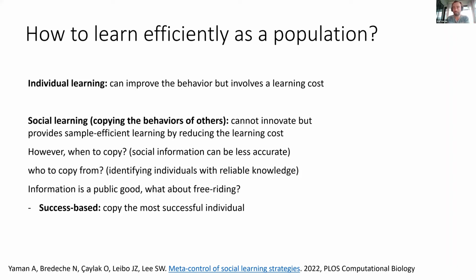One is success-based. This is basically copying the most successful individual in the population. And the other one is conformist. This is copying the behavior that is performed by the majority of the individuals in the population.